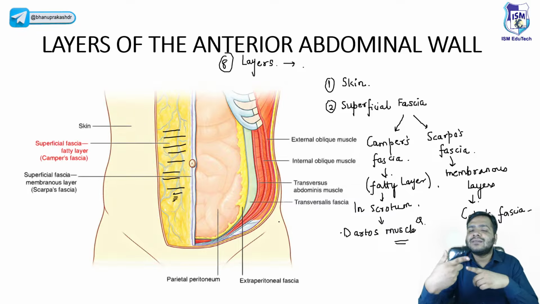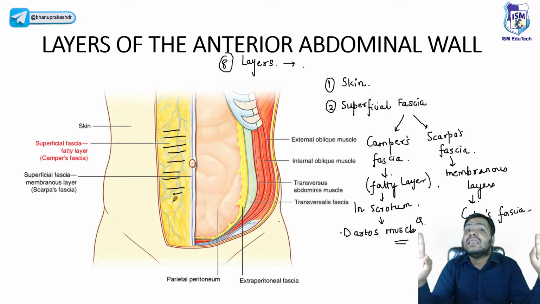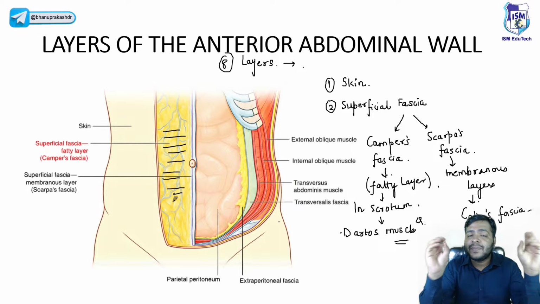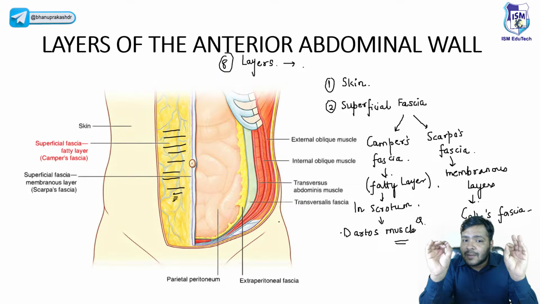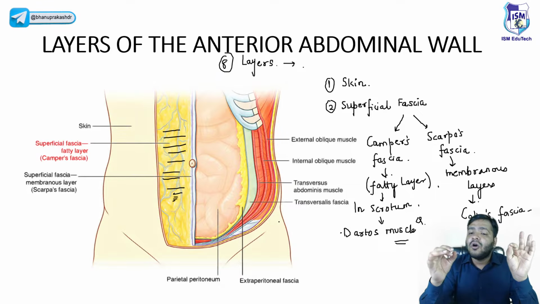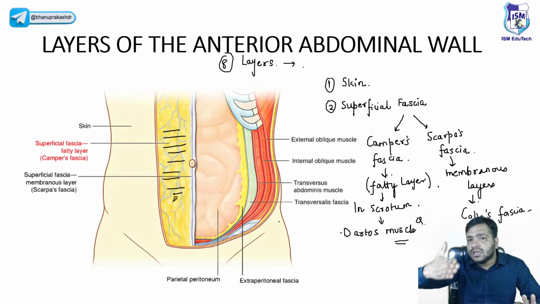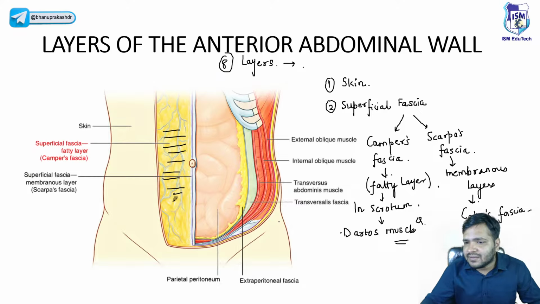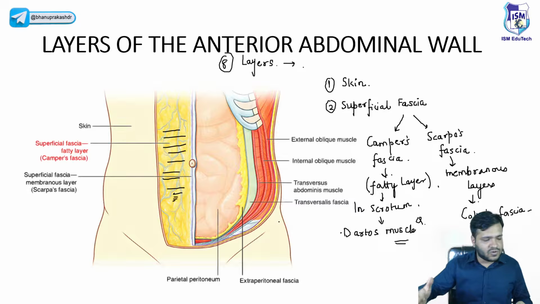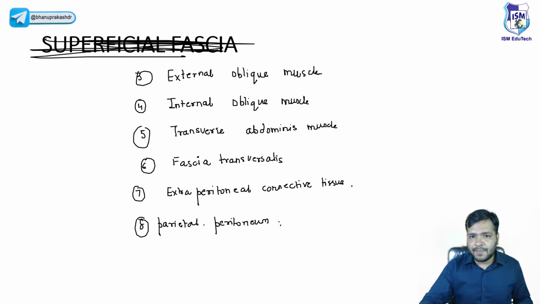तो मेरे साथ आप लोग याद करिए, we have the skin, superficial fascia, deep fascia present नहीं होता, there is no deep fascia. Superficial fascia is divided into two layers. Okay, we have the outer Camper's fascia, which is composed of the fatty layer. Okay, और यही Camper's fascia it continues in the scrotum as dartos muscle. If we talk about the Scarpa's fascia beta, it is a membranous layer. Okay, and it continues as Colles' fascia in the lower part.